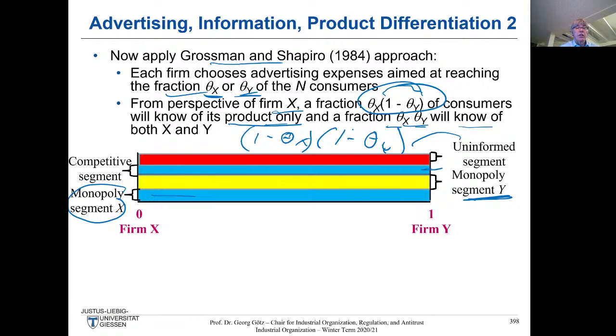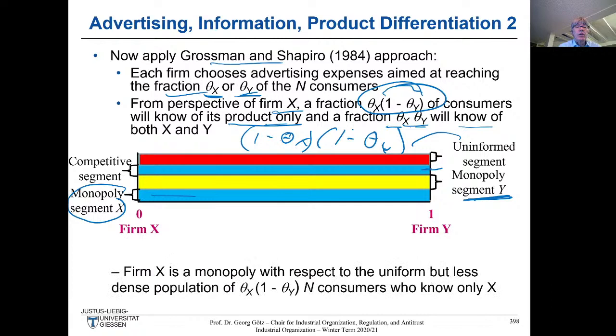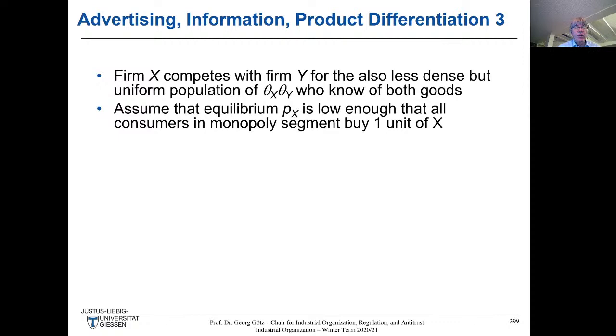Now, here you see we immediately get demand functions determined by the advertising expenditure. Okay, and so that's what I already told you. Firm X is a monopoly with respect to the uniform, but less dense population of theta X times one minus theta Y times N. They know only X, okay? And firm X competes with firm Y for the also less dense but uniform population of theta X times theta Y, who know both goods.